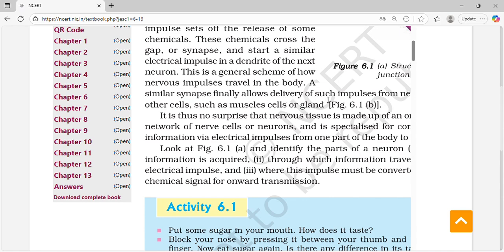A similar synapse finally allows delivery of such impulses from the neurons to other cells such as a muscle cell or gland. It is no surprise that nervous tissue is made up of a network of nerve cells or neurons and is specialized for conducting information via electrical impulses from one part of the body to another.